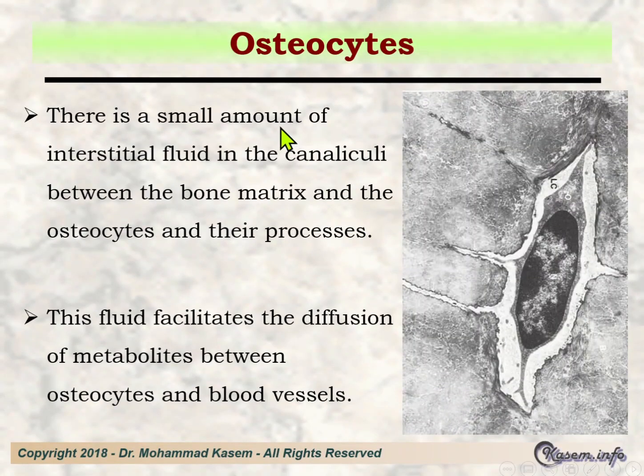The other type of cell is the osteocytes. These are unique cells, in fact. They live inside special spaces which are called lacunae. Lacunae are similar to those found in cartilage. We talked about them in the lecture of cartilage. These, in fact, are not empty spaces. They contain nourishment fluid that helps support these cells.